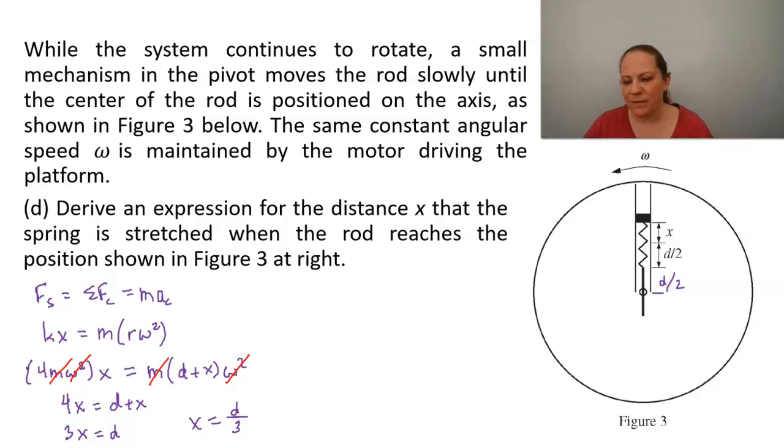So let's talk about scoring. Similar to the very first part, we're going to get a point for indicating the spring force equals mass times centripetal acceleration.